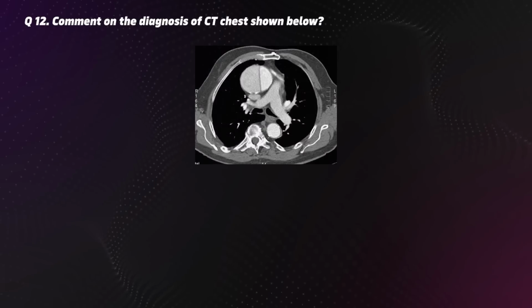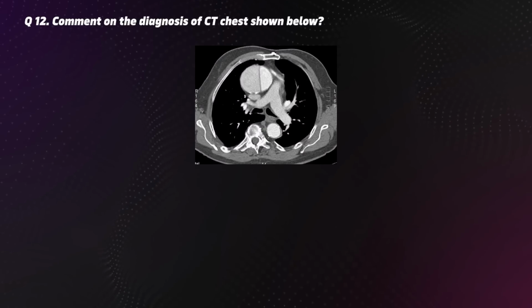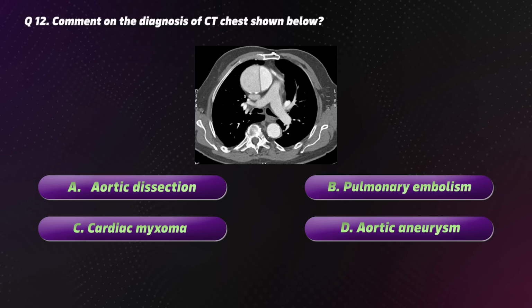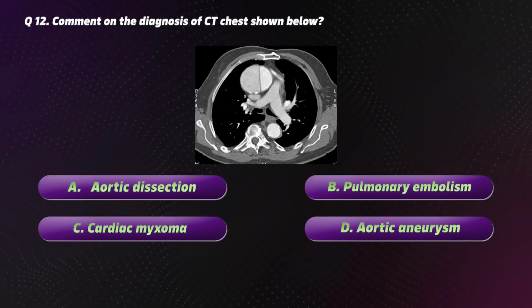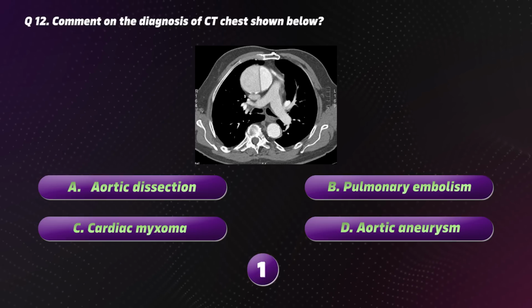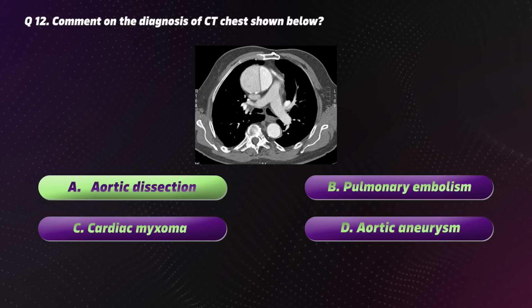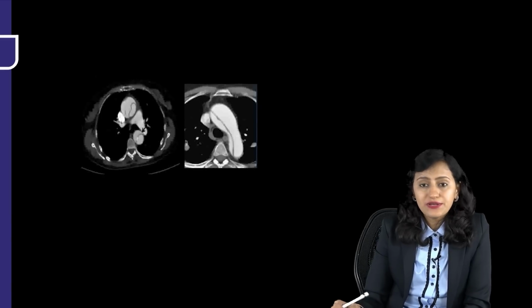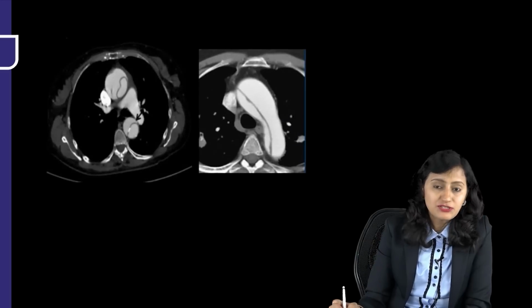Question 12. Comment on the diagnosis of the CT chest shown below. Here are the options. A. Aortic dissection. B. Pulmonary embolism. C. Cardiac myxoma. D. Aortic aneurysm. And the correct answer is option A, aortic dissection. Here's the explanation. Now, in aortic dissection, what do you see in the imaging?